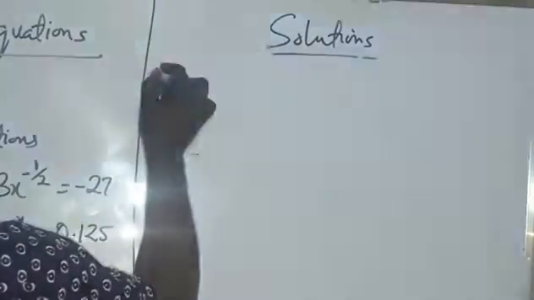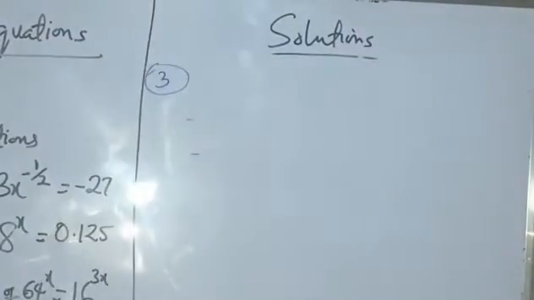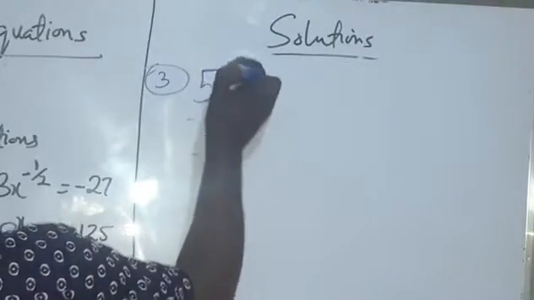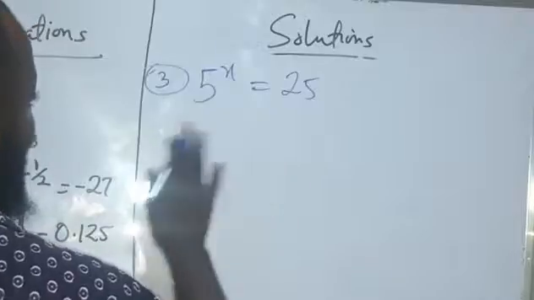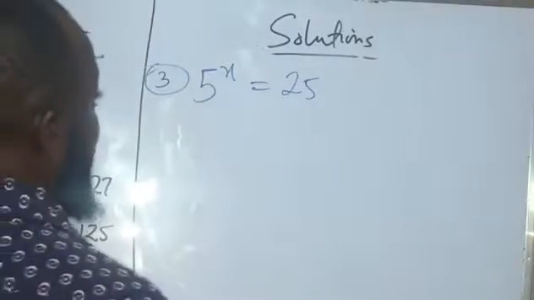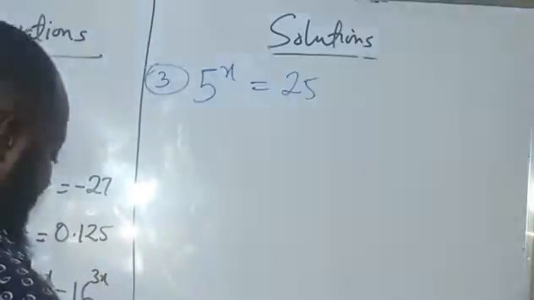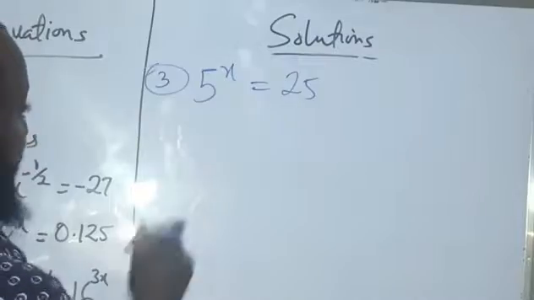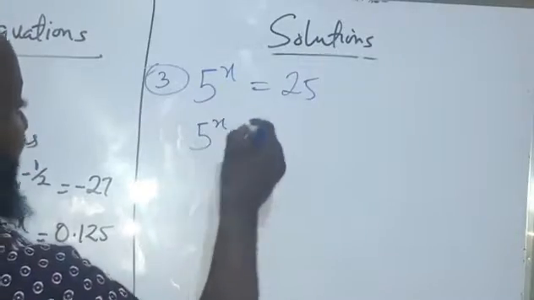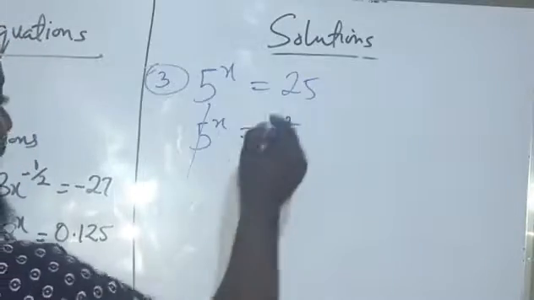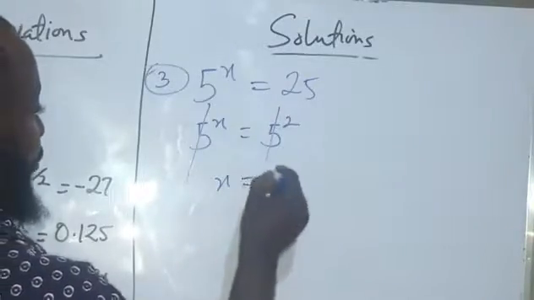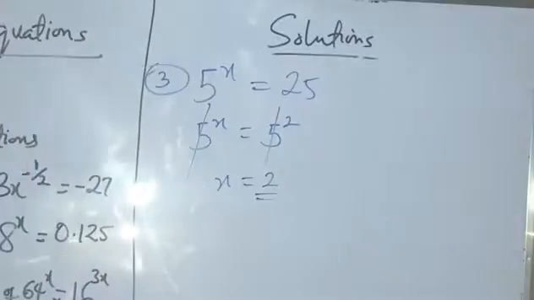For number 3, we have 5 raised by x equals 25. So this is just straightforward. What you're going to do here, you can see 25 can go into index of 5 as well. So this is 5 raised by x equals 5 what? Squared. So the 5 cancels 5, then x equals what? 2. This is very straightforward.